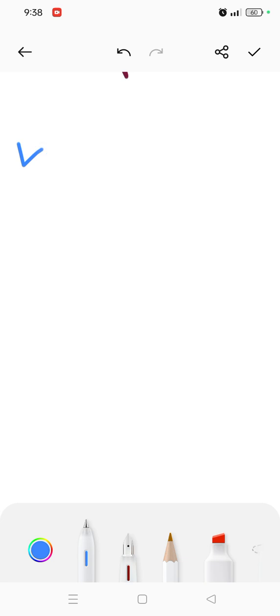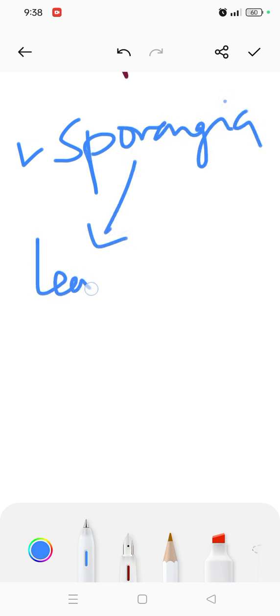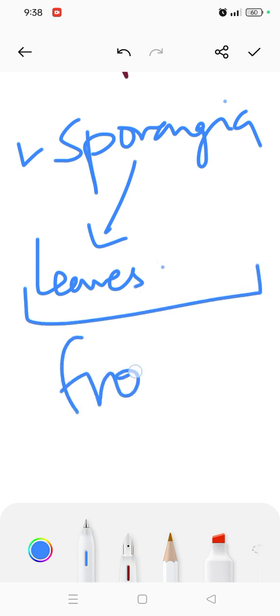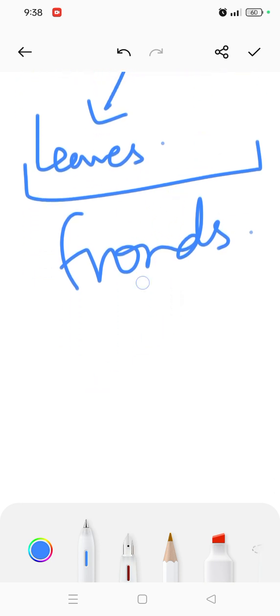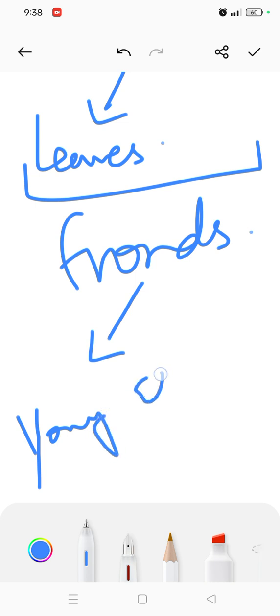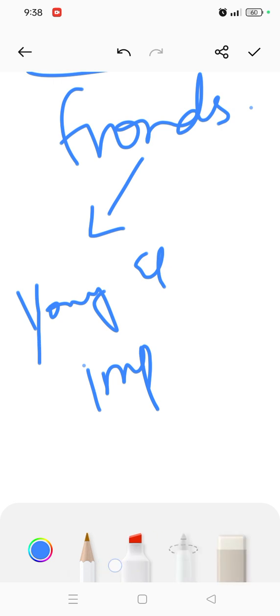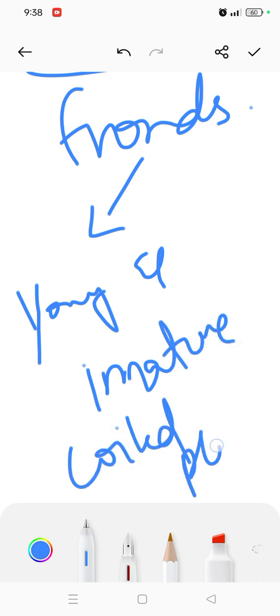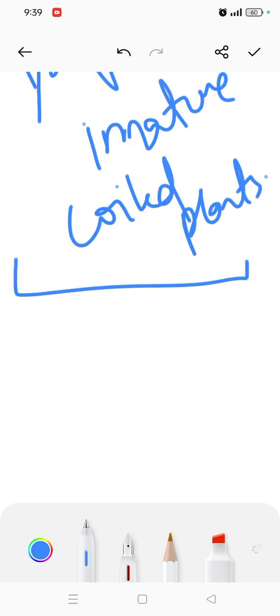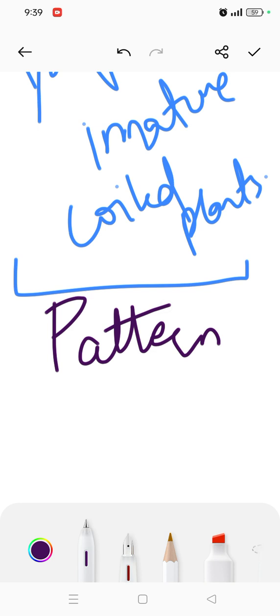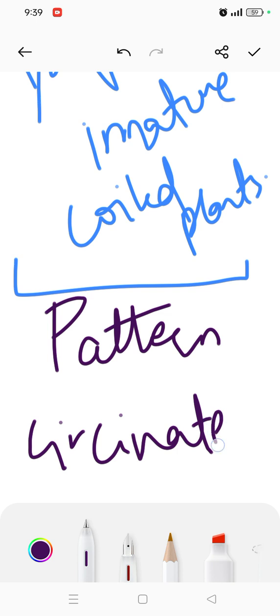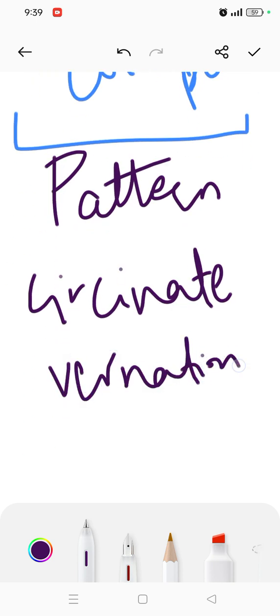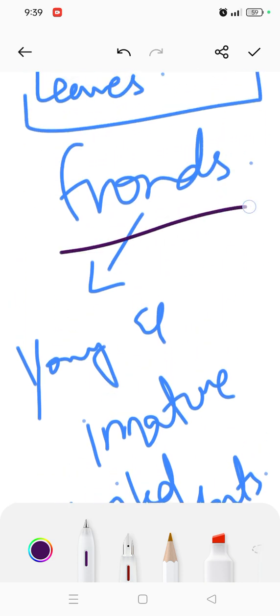And you will see that sporangia are attached to the leaves, and their leaves are also called fronds. Fronds are young, immature, coiled plants. This pattern of development has a different name, circinate venation, and it is an important feature of ferns to have these fronds.